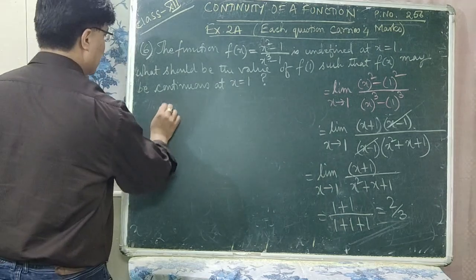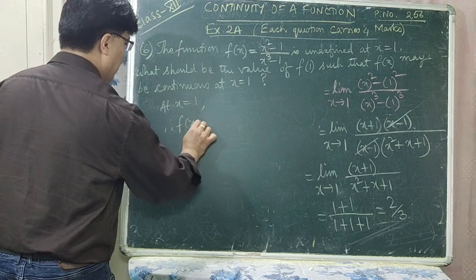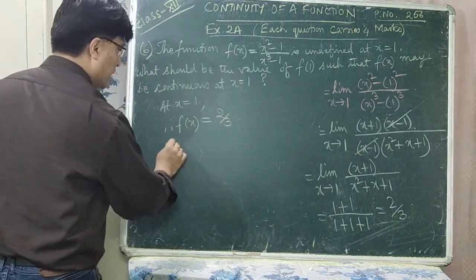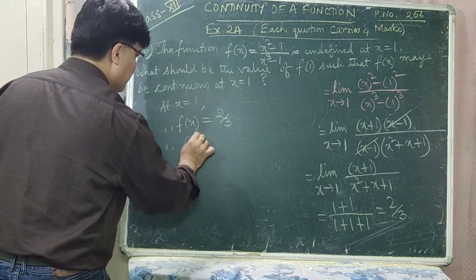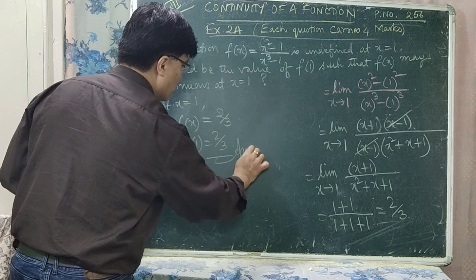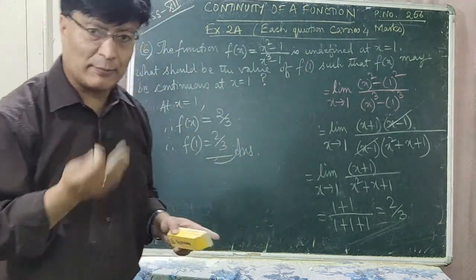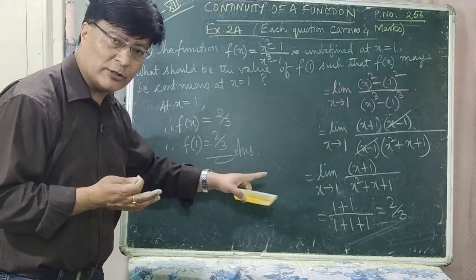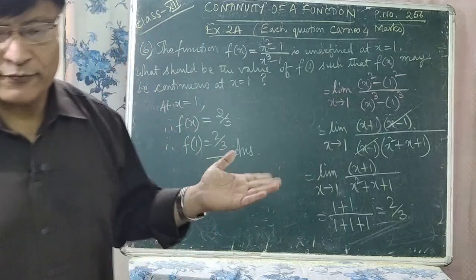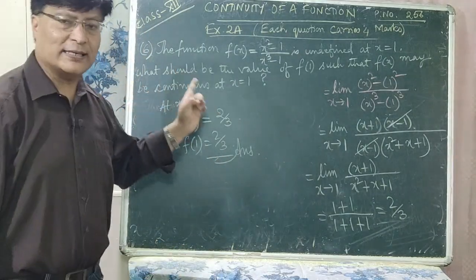So at x is equal to 1, therefore f of x should be equal to, this one is also 2 by 3. So you can put x is equal to 1 here. So f of 1 is equal to what should it be? That is 2 by 3. The f of 1 should also be equal to the right hand limit and left hand limit. That is equal to 2 by 3, such that f of 1 is equal to 2 by 3, so that the function f of x may be continuous at x is equal to 1.